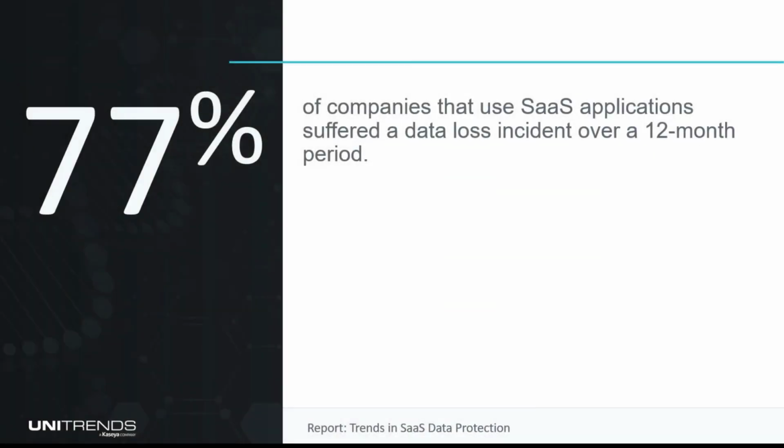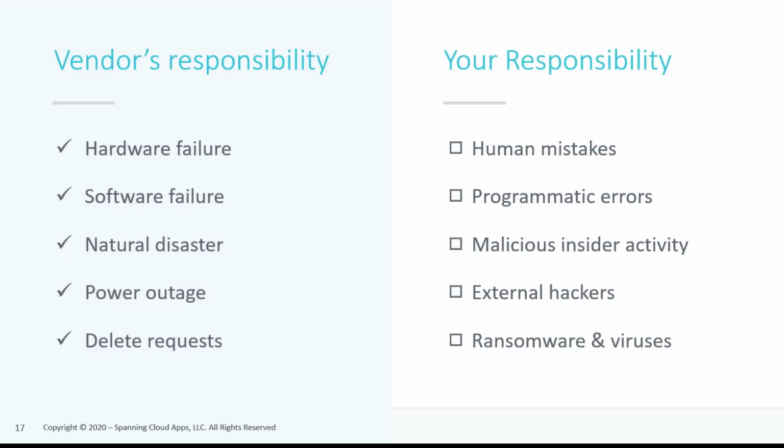So, where does Spanning come into play? Basically, 77% of companies that use a SaaS application suffered a data loss incident over a 12-month period. So that means that even if you move to SaaS, data loss still happens. And it turns out we're on the hook as the IT department. The vendor's responsibility exists for hardware, software, natural disasters, other things that may happen, but they're not responsible for delete requests, which means that any human mistakes, configuration mistakes, programmatic mistakes, malicious insiders, hackers, and ransomware are all on the IT staff to be able to recover from.